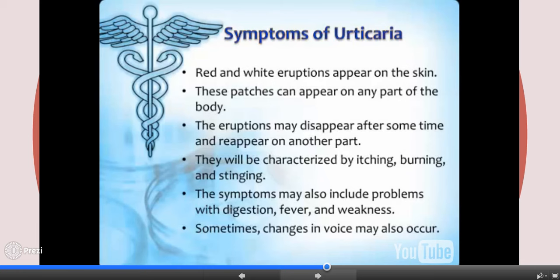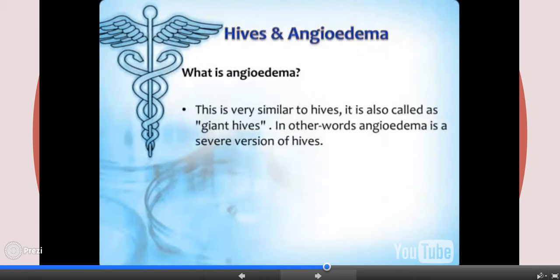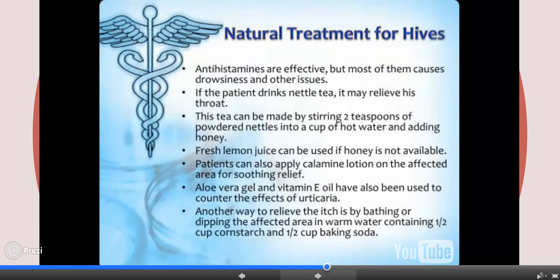These patches can appear on any part of the body. The eruptions may disappear after some time and reappear on another part. They will be characterized by itching, burning, and stinging. The symptoms may also include problems with digestion, fever, and weakness. Sometimes, changes in voice may also occur. What is angioedema? Angioedema is very similar to hives. It is also called giant hives. In other words, angioedema is a severe version of hives.